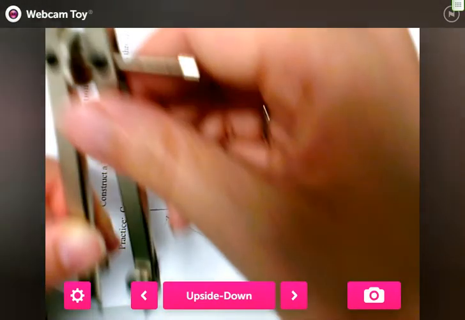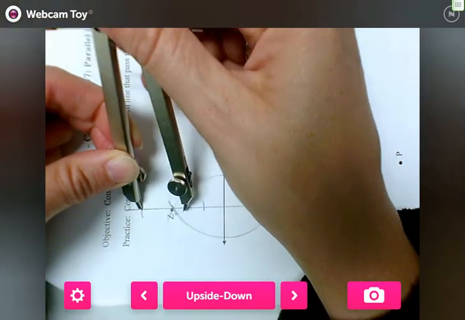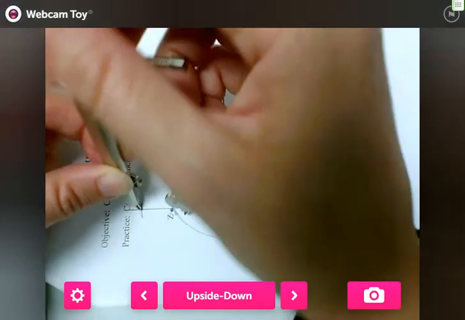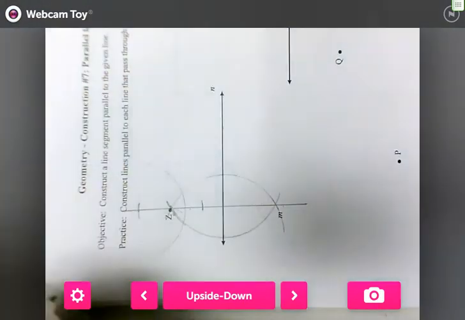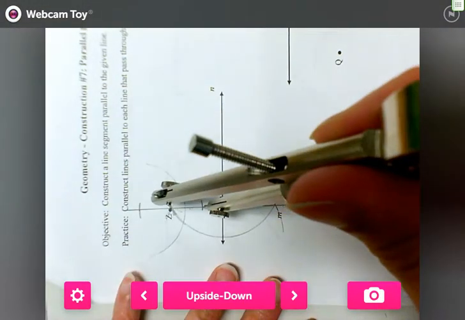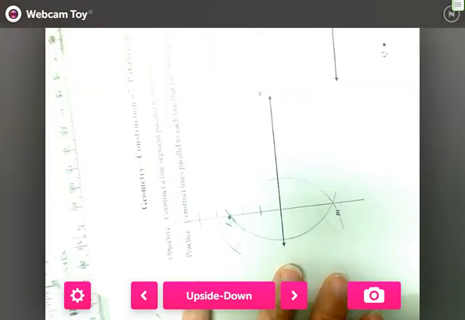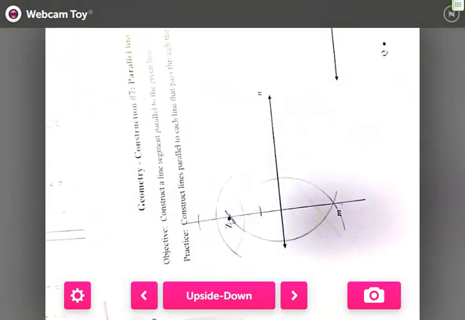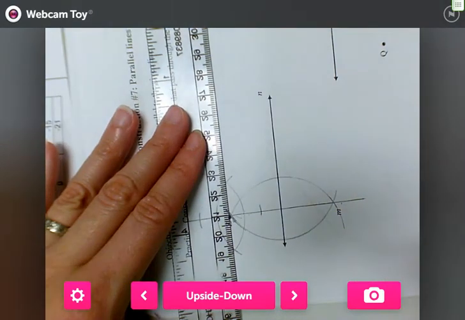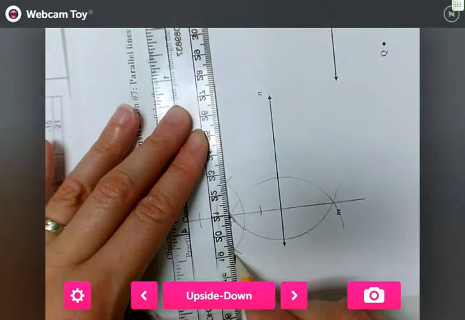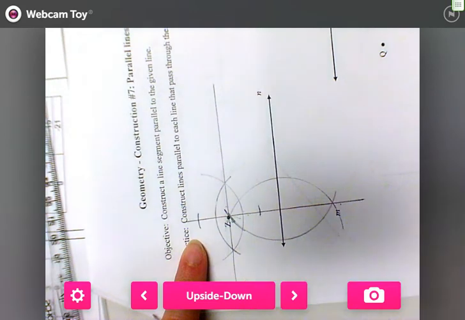Now I'm going to put the pointy end on the intersection of the line and the arc, and I'm going to make my compass a little bit bigger. I'm going to draw an arc. I'm going to flip it, put it on the other intersection. I'm going to draw an arc. See how I get that football shape? And now I'm going to connect my intersections.